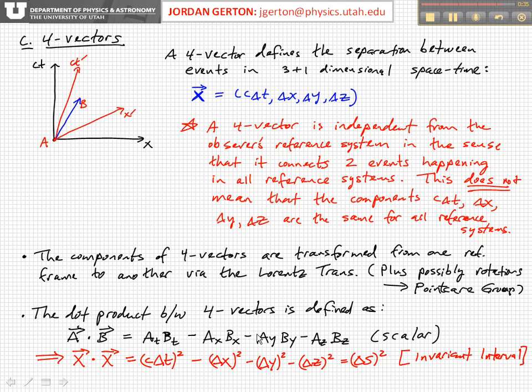Finally, the dot product between two 4-vectors can be defined as follows: A dot B, where each of these are 4-vectors, is just the product of the 2 time components minus the product of each of the spatial components. This minus is different than what we see with a normal dot product of normal vectors, but that's how we define it. And this is a scalar. If we take the 4-vector defined here and dot it into itself, we get the invariant interval, which is a scalar, as we've discussed before.